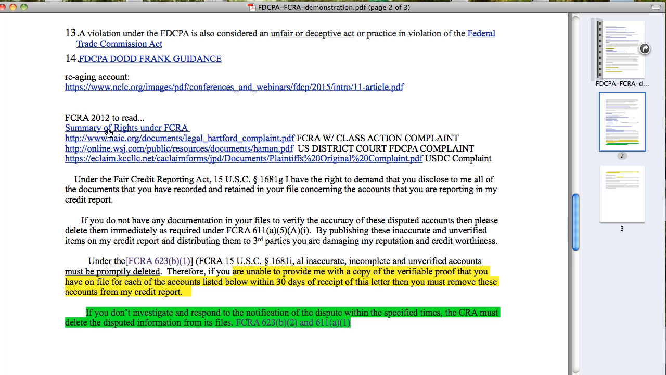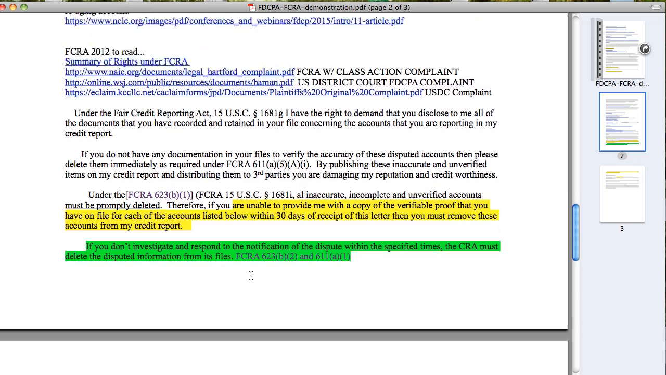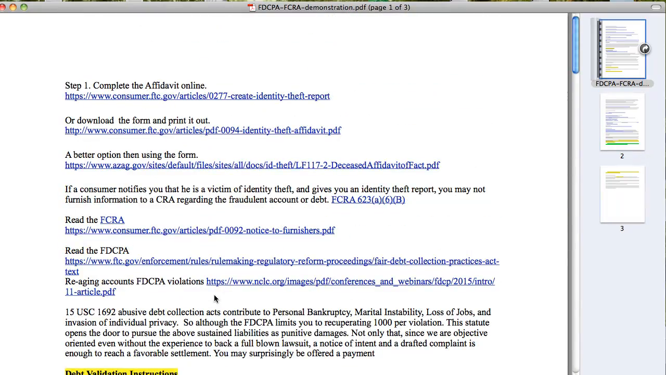So you can go down here. These are more summary of rights. These are more lists of things under the Fair Credit Reporting Act that they have to remove, or that, you know, et cetera, et cetera. So yeah, there you go. There you have it. It's all there.